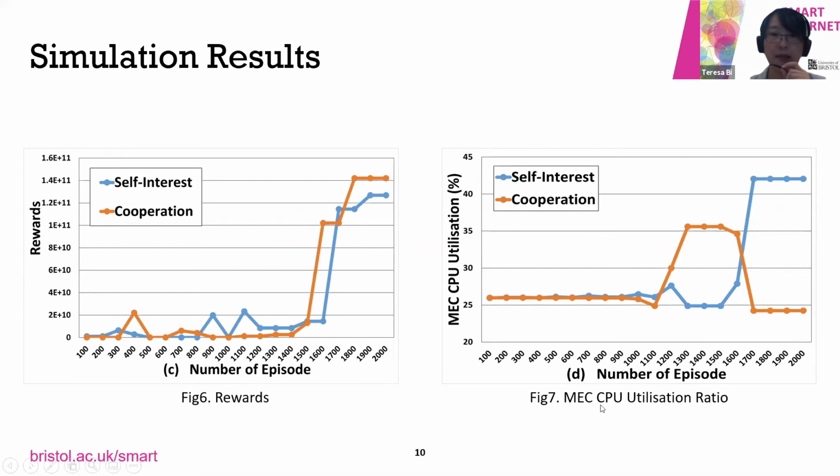And then this figure is about the max CPU utilization ratio. Because the self-interest scenario has the capability to accept more ultra-low latency services at the edge network, it can use more max CPU resources.